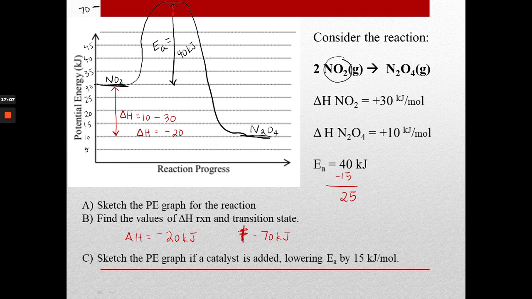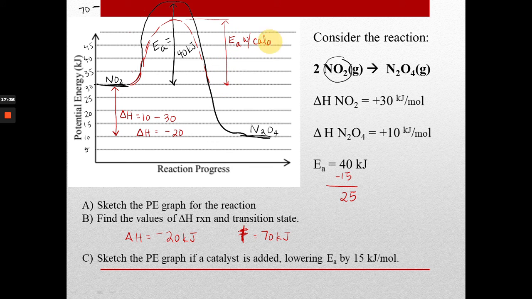Maybe that one will fit on the graph. 5, 10, 15, 20, 25 would be right about here. So here's my catalyst. A lot of times they draw catalyst with a red line. Okay, again, notice I'm kind of blending it in to the already present reactants and products. It doesn't affect those at all. It only affects the height of the hump. So here's my activation energy with the catalyst.